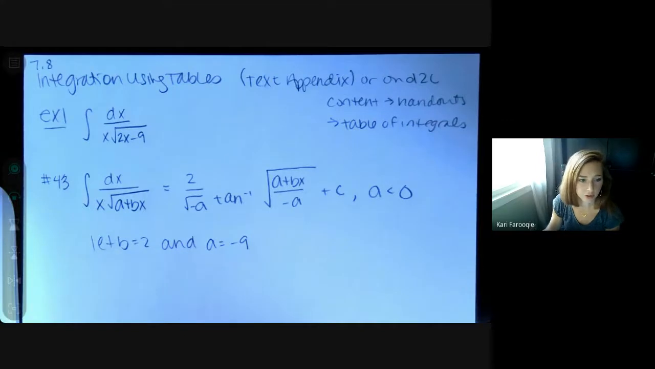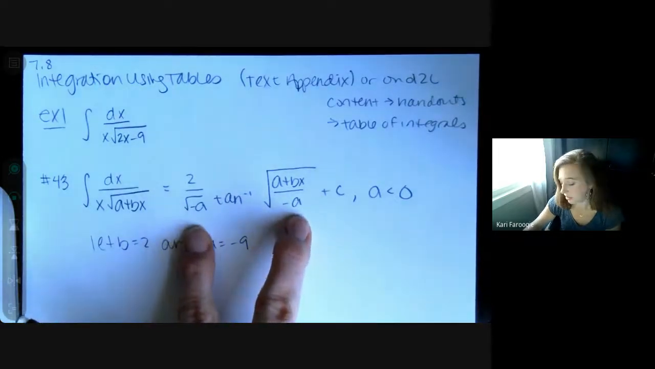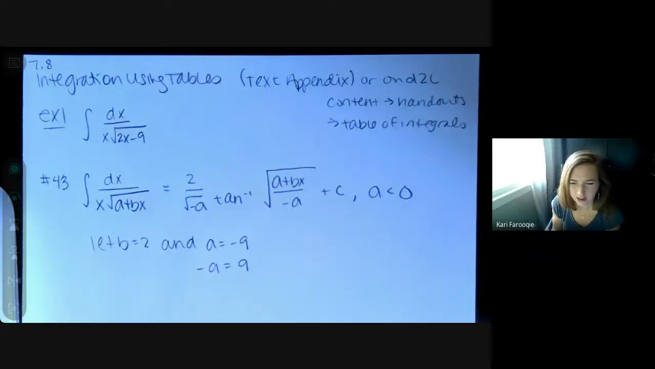All right, so that's what this is going to look like. Let's go ahead and fill this in. Oh, by the way, notice that in your formula, you're seeing negative a. So that means that negative a is positive 9. I know a and 9 look kind of the same, so this already looks kind of confusing. But you know what it means.